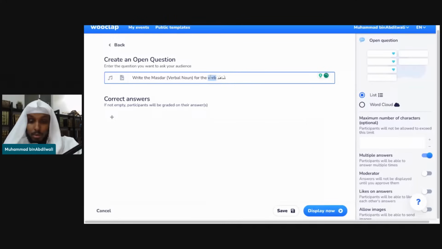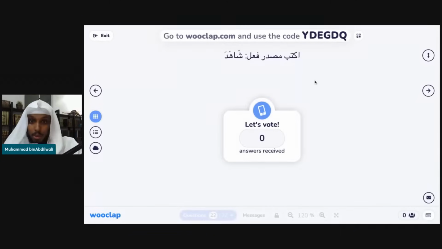I have to write this in Arabic too. Masdar for the fi'l. I might as well write the whole thing in Arabic. اكتب مصدر فعل. ايوه, there we go. We got it in Arabic now. Hope it shows up properly. اكتب مصدر فعل شاهد.